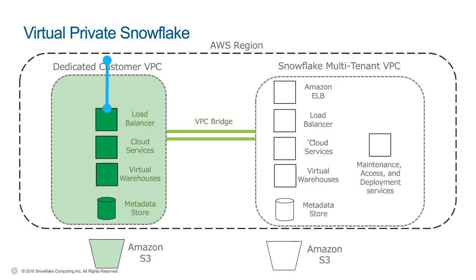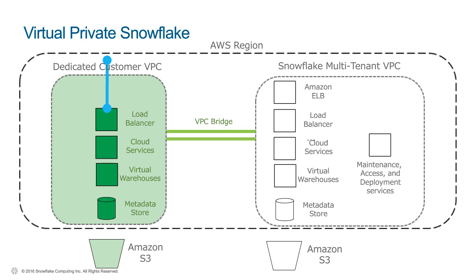Now, an AWS region is the primary scale unit for Snowflake. And within an AWS region, a single Snowflake VPC can support many thousands of multi-tenant customers. VPS customers are provisioned with a dedicated VPC, and all servers which instantiate customer encryption keys as well as the metadata store are fully dedicated to that customer.